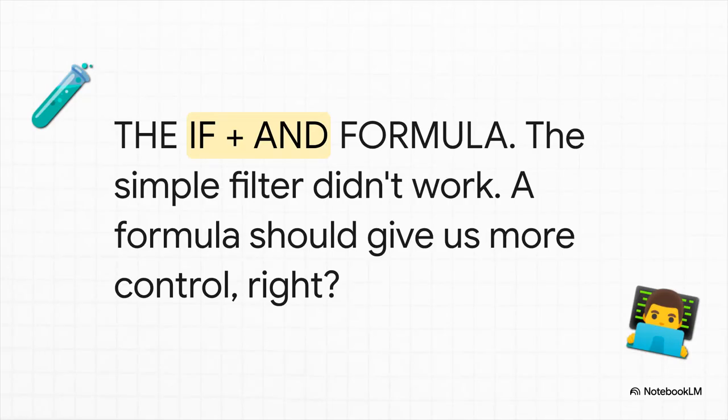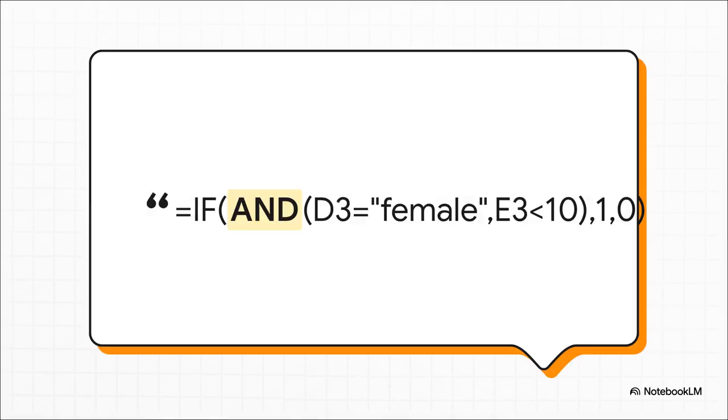Okay, so the simple filter was a bust. What's the next logical step? Well, for a lot of people, it's time to build a formula. We know the filter was using AND logic, so let's try an if formula with an AND function built right in. Maybe that'll give us the control we need. So this is the formula we'd build. For every single row, we're telling a spreadsheet to ask, is this person female and is their age less than 10? If the answer is yes, mark it with a 1. If no, a 0.